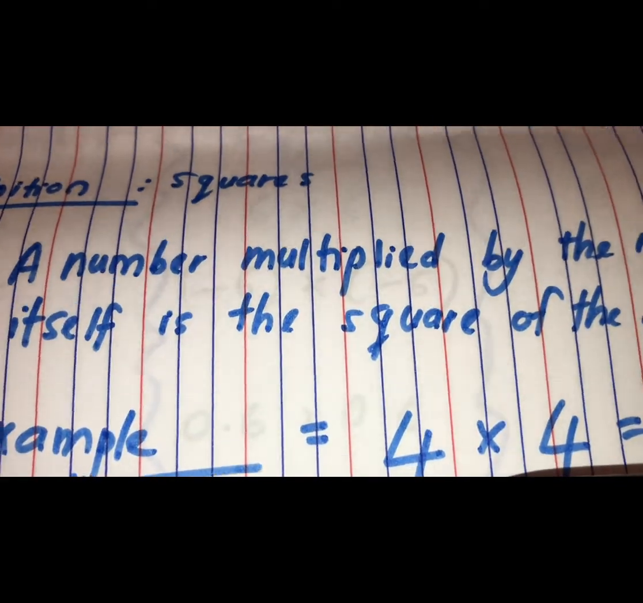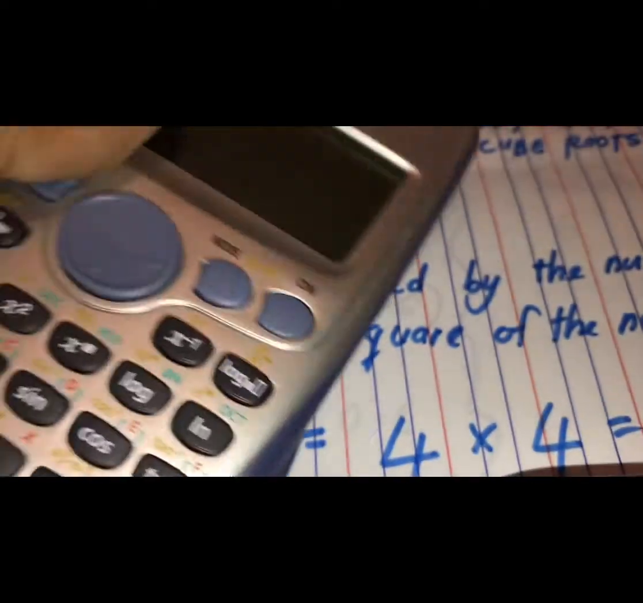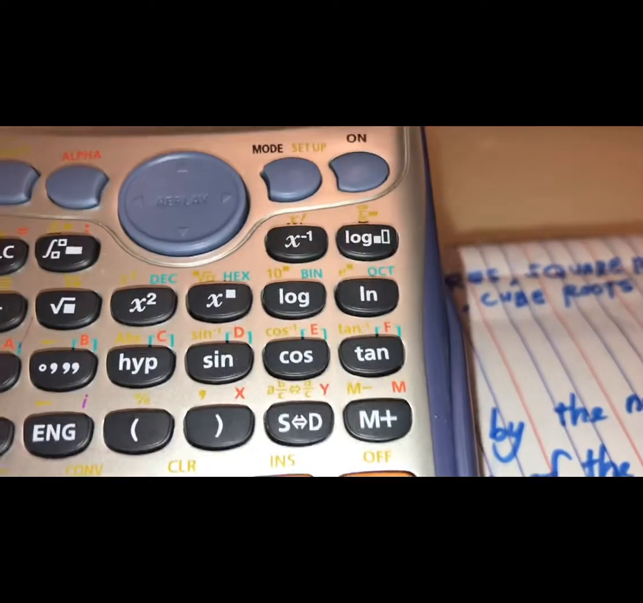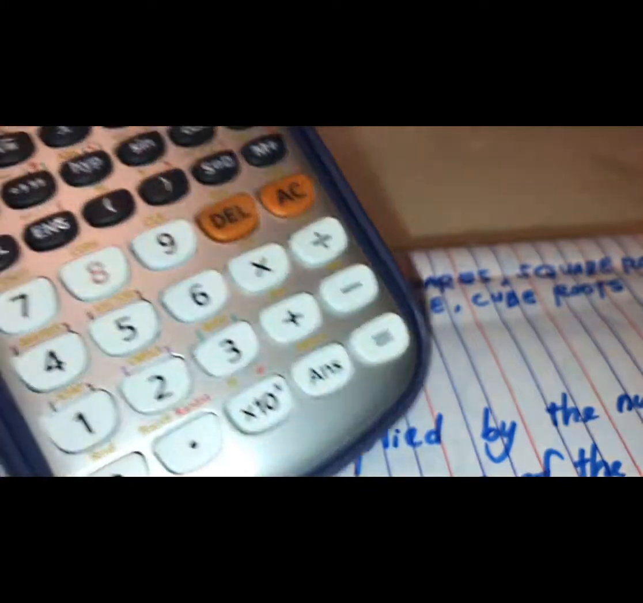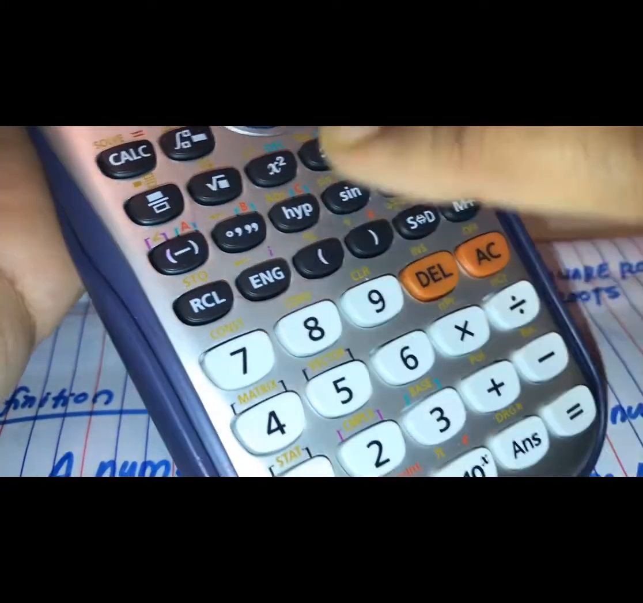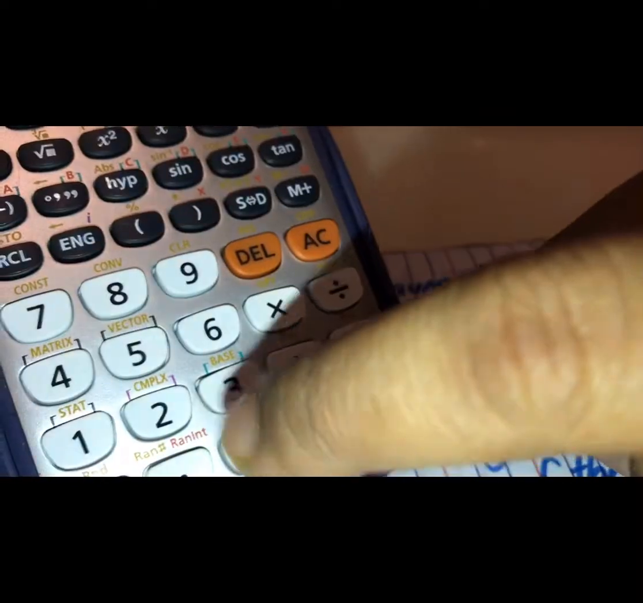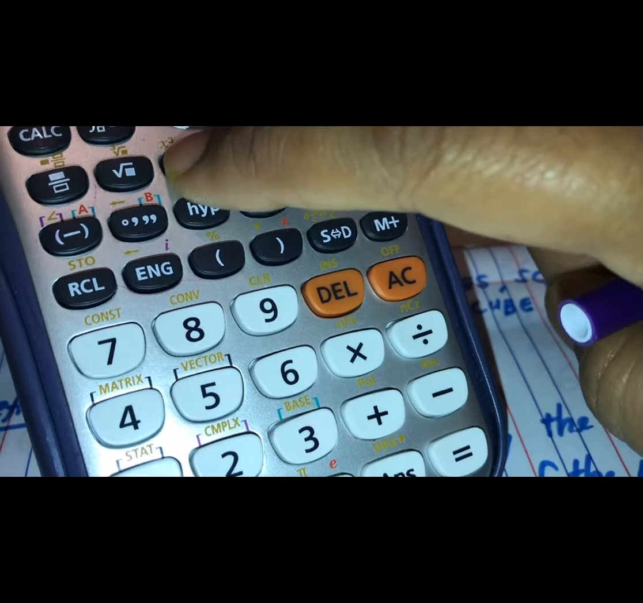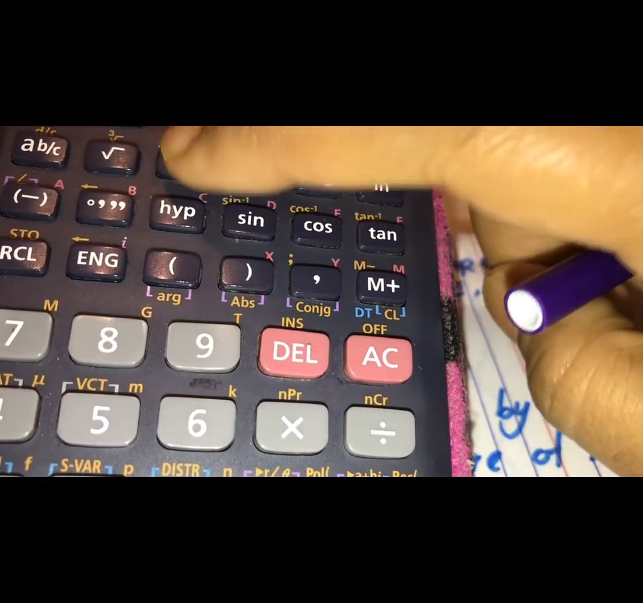Okay, we start with the squares. If you look at your calculator, the square symbol here, let's say you want to press 2 square, so here 2 square like this. If you use this calculator, here 2 and then square also the same.